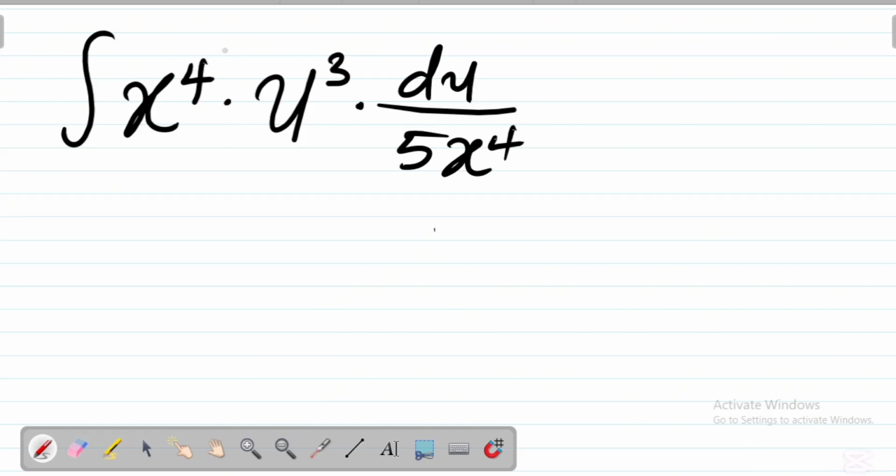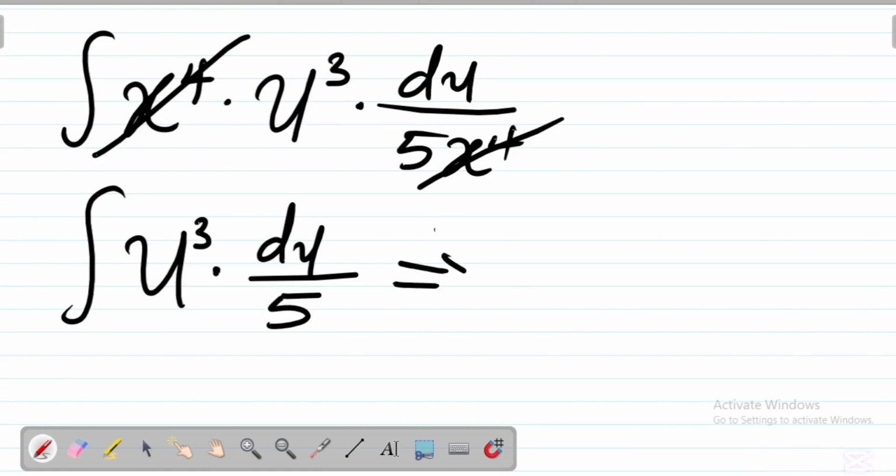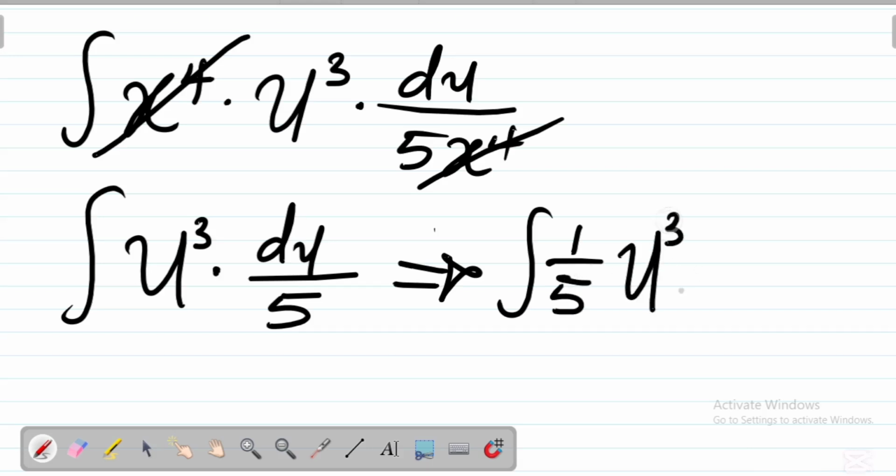Here we have x raised to the power 4 and we have 5x raised to the power 4. They are similar, so x raised to the power 4 cancels x raised to the power 4. We are left with the integral of u raised to the power 3 multiplied by du all over 5. So we can rewrite this as the integral of 1 all over 5 multiplied by u raised to the power 3 du.